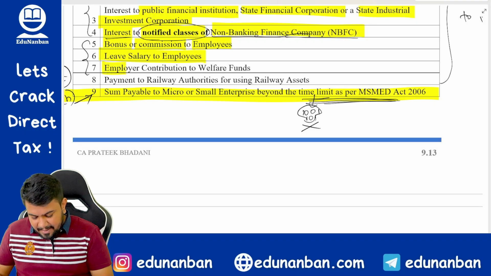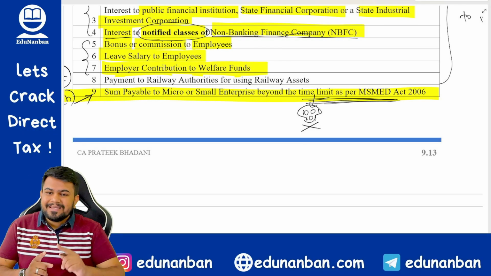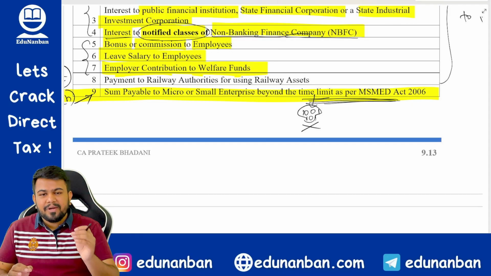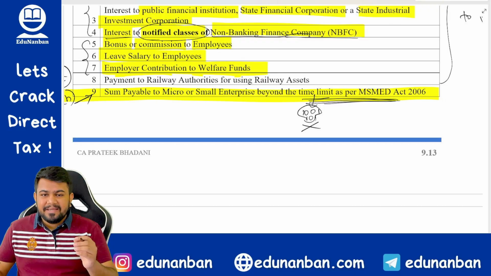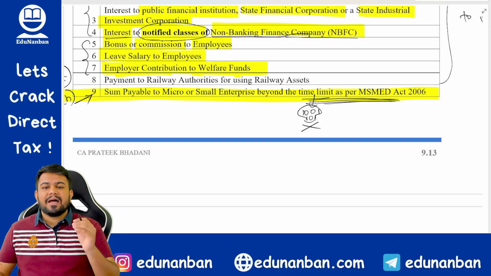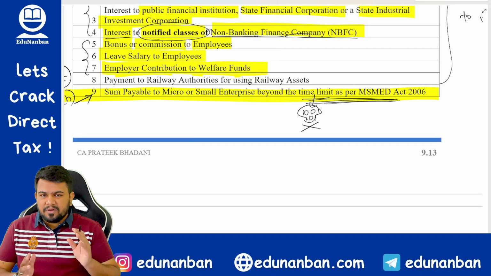And third is employer contribution to welfare fund. For employee contribution, there are separate rules. Now we are talking only about the employer contribution. So bonus or commission, leave salary and employer contribution are allowed as deduction only if it is paid within the due date to file the return of income.